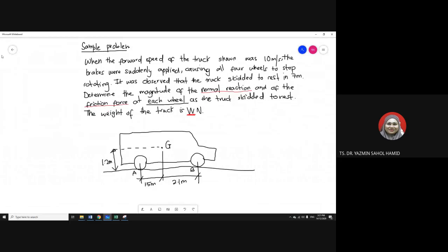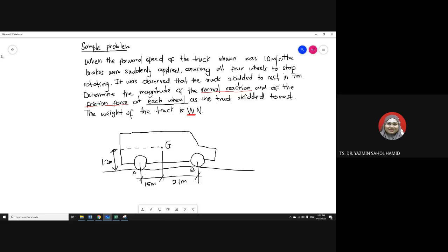So this question is a topic of rigid body. Maybe at first when you look at this question, you think, oh, this is Newton's second law particles. No, it's not. It's rigid body because the wheels are rotating. Okay, it mentioned the wheels are rotating. When the wheels are rotating, and then they ask you to find the normal reaction of the wheel that is rotating, it means this topic is rigid body.